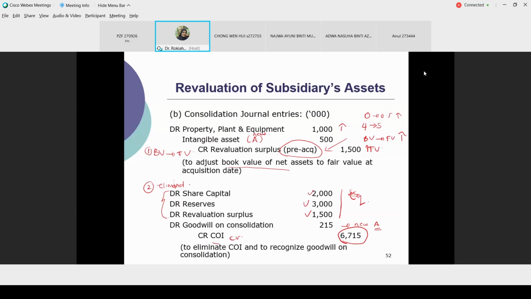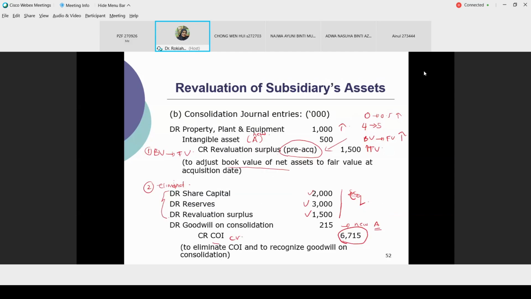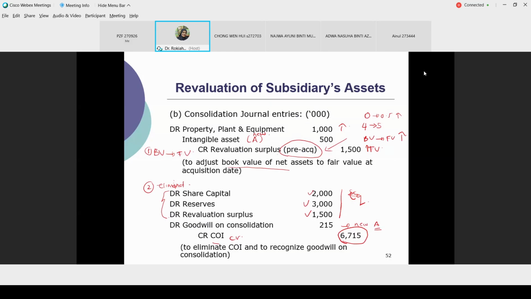Any questions that you have up to this point, between goodwill and revaluation of subsidiary assets? Any of you have questions? Okay, so let's proceed to the next one.